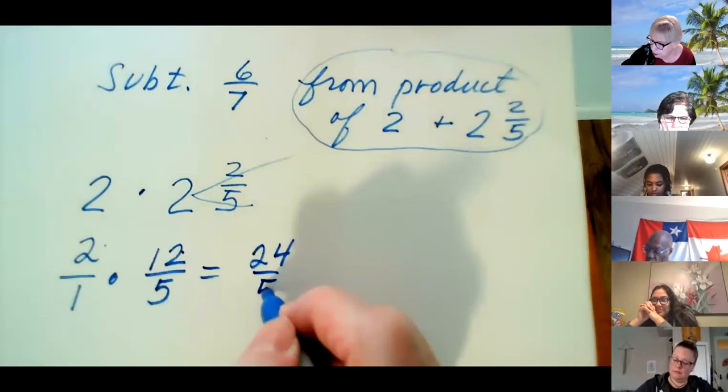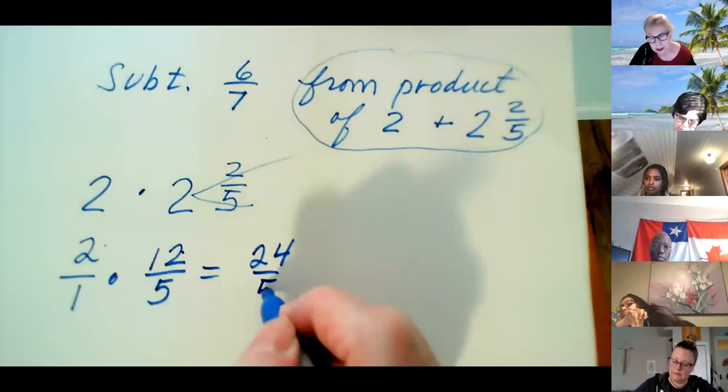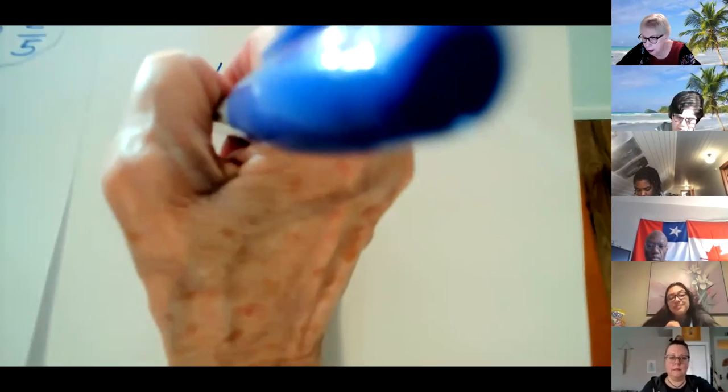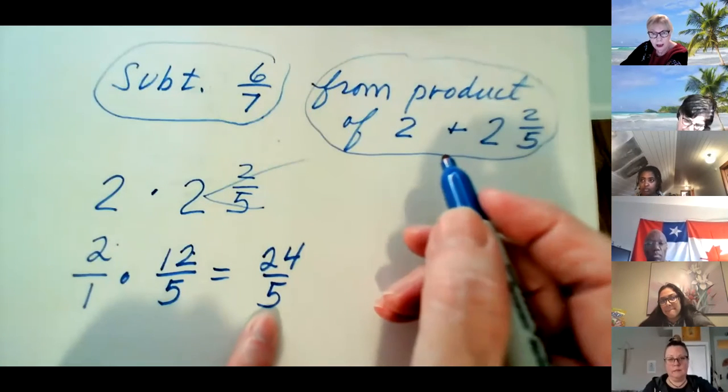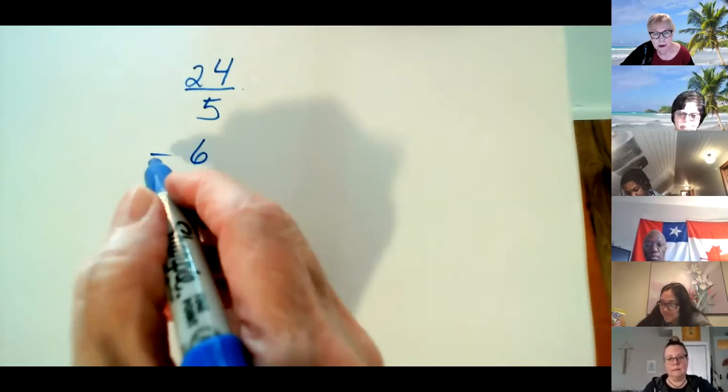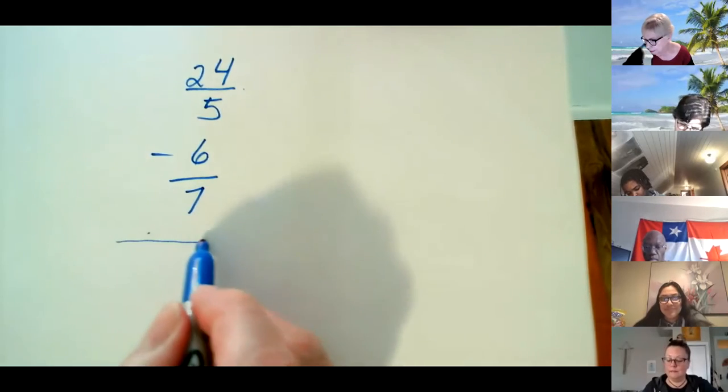Now I've got to do the subtracting, and I'm going to write it vertically. And I may just leave this. It's not too big. I think I'm going to leave it. 24 over 5 minus 6 over 7. So this was my answer for the multiplication. I decided to leave it and try it. 24 over 5 subtract 6 over 7.